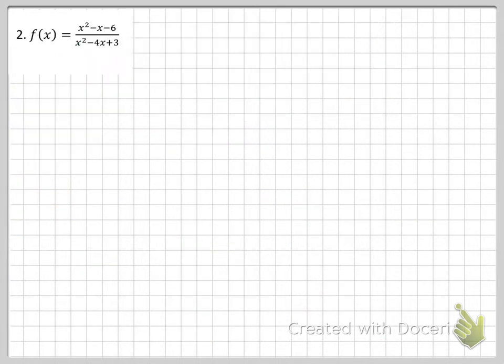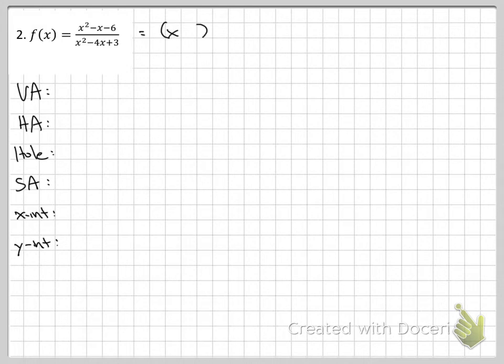Okay, number 2, pause it, factor it, find all the things you can. If you're wondering how I'm factoring this in my head, I know it has to be x and x to get x squared. Now I'm thinking these two numbers have to multiply to be negative 6, and they also have to add to be negative 1. So 3 and 2. One of them has to be negative, and it has to add to be negative, so the bigger one has to be negative. X minus 3, x plus 2.